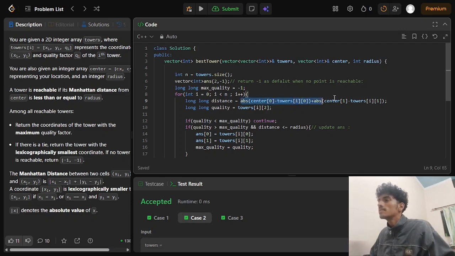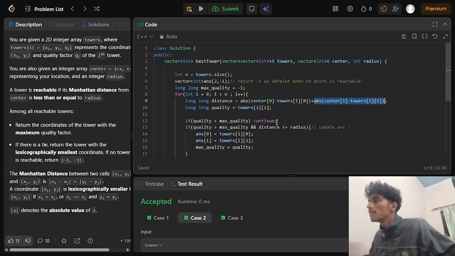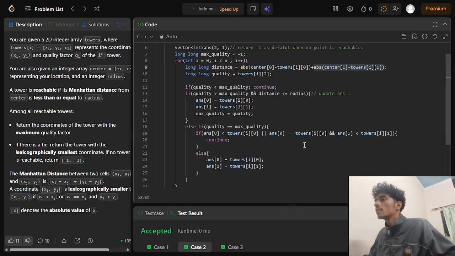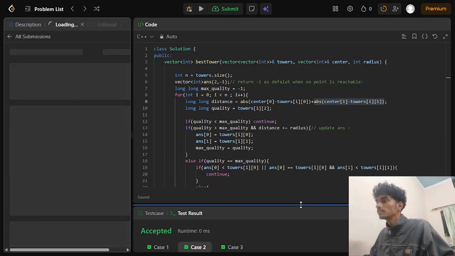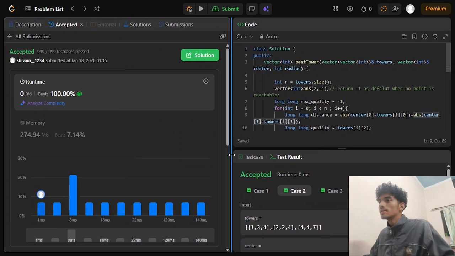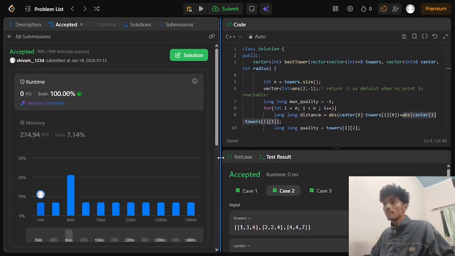Our Manhattan distance is not calculated by subtracting these two entities. Instead, we just need to add these two entities: the absolute of x1 minus x2 plus the absolute of y1 minus y2. Let's submit this problem and see if our solution is correct. Yes, it is correct, efficient, and it's fine.